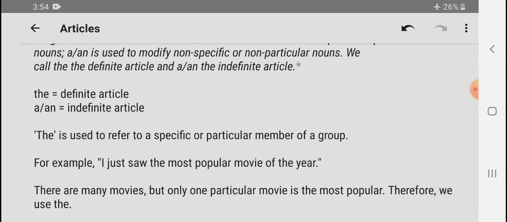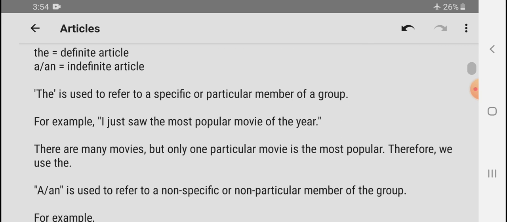"The," as you can see, is used to refer to a specific or a particular member of a group. If you want to talk about a specific or a particular member of a group, you can use "the." For example, I saw the most popular movie of the year. You can see there are many movies, but only one particular movie is the most popular. There are many movies, but out of them one movie is the most popular movie. Therefore we use "the," because we are mentioning that one noun out of that group. We are specifying it, we are making it particular.